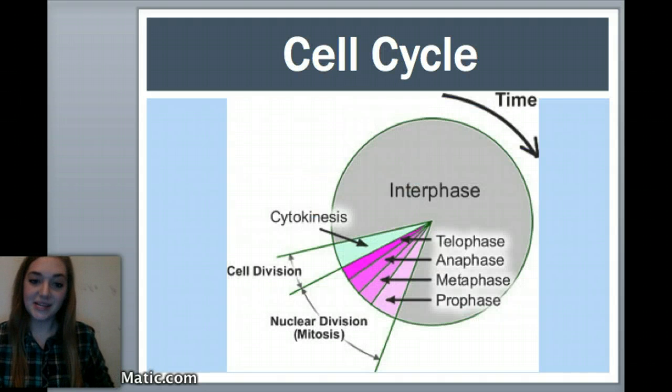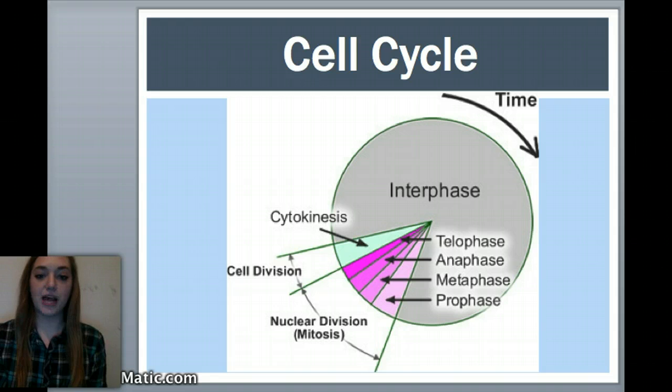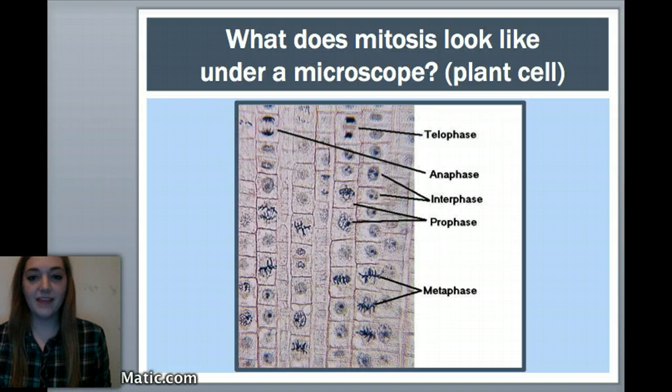And the cell cycle, as I said, cells spend most of their time in interphase, so that looks like a good 85% of the time in interphase, and then they go to prophase, metaphase, anaphase, telophase, and then cytokinesis, which is a little more than the other phases because all the organelles and the cytoplasm have to replicate as well. And then this is what it looks like under a microscope.